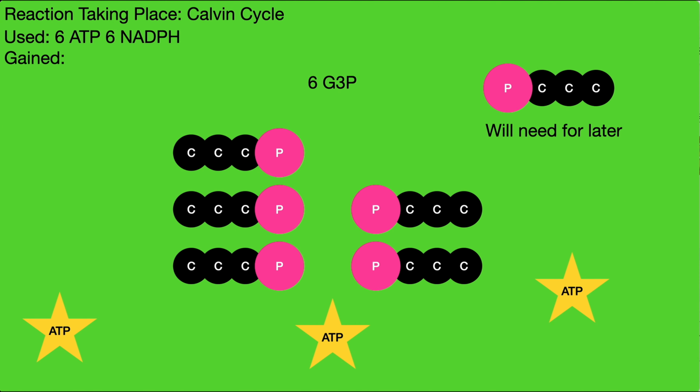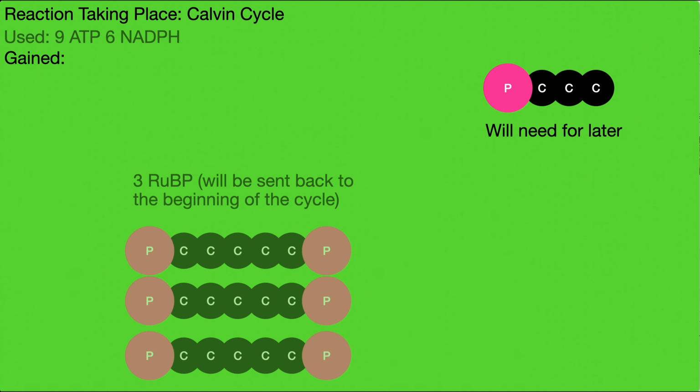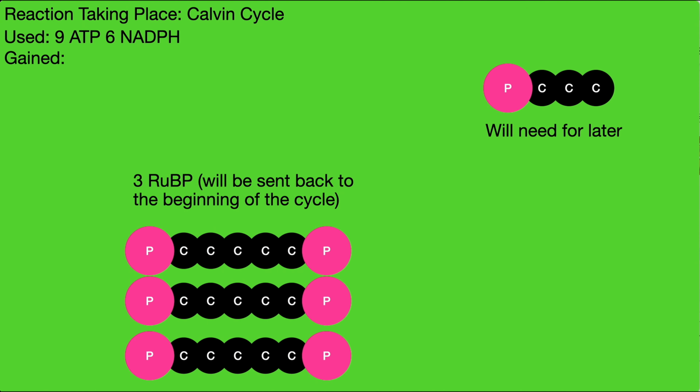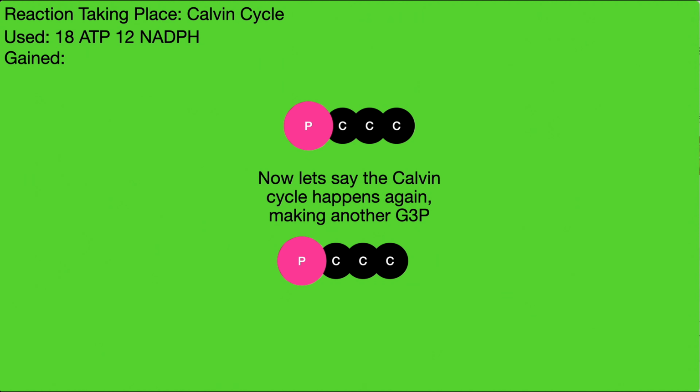So we have those 6 G3Ps. We're going to use some ATP. We're going to oxidize the ATP and reduce these molecules. And what you'll notice is we get 3 of the RuBPs. And that's sent back to the beginning of the cycle. It's going to fixate to those 3 carbons, it's going to reduce, and it's going to regenerate. So it's that constant cycle. All right, moving on. And let's say we do it again.